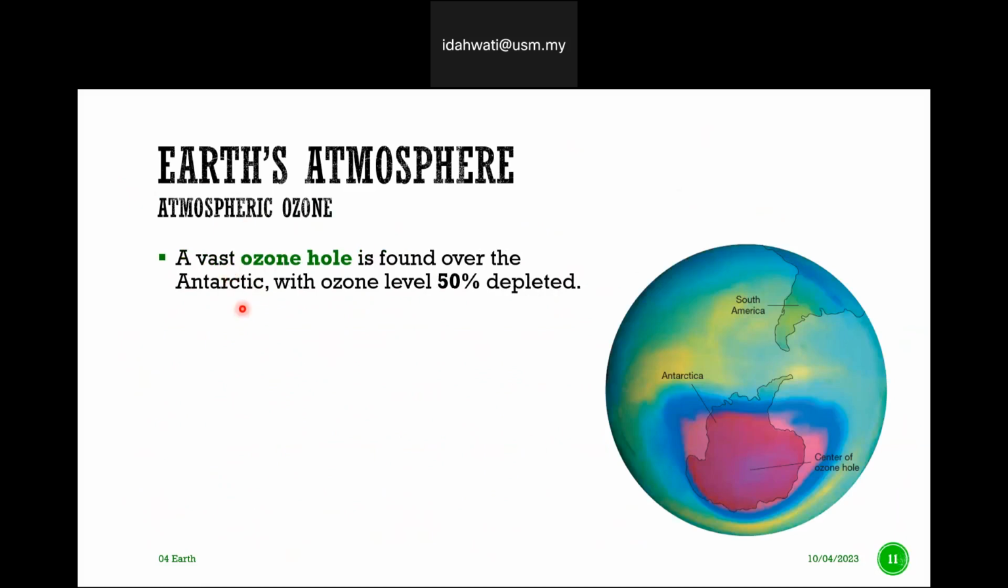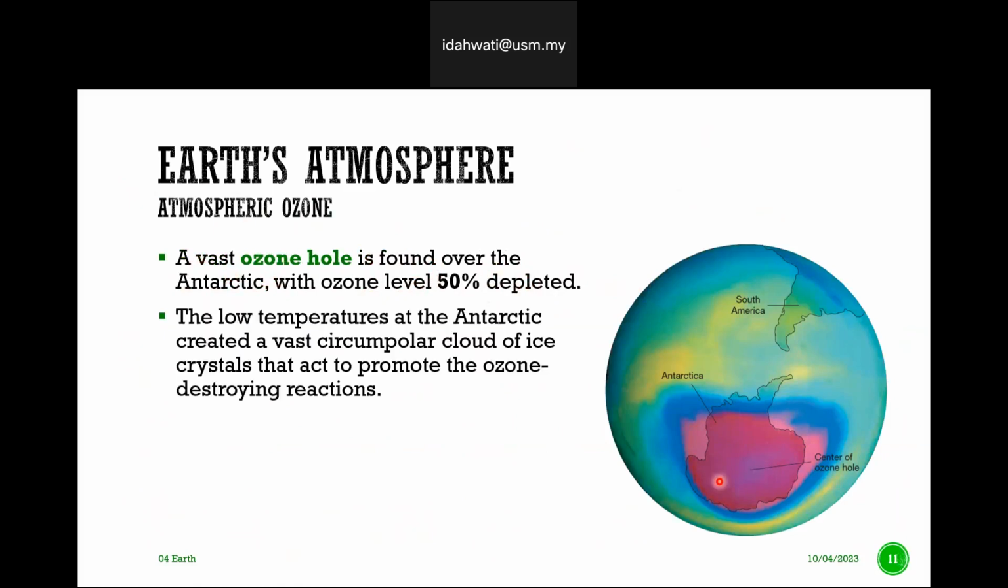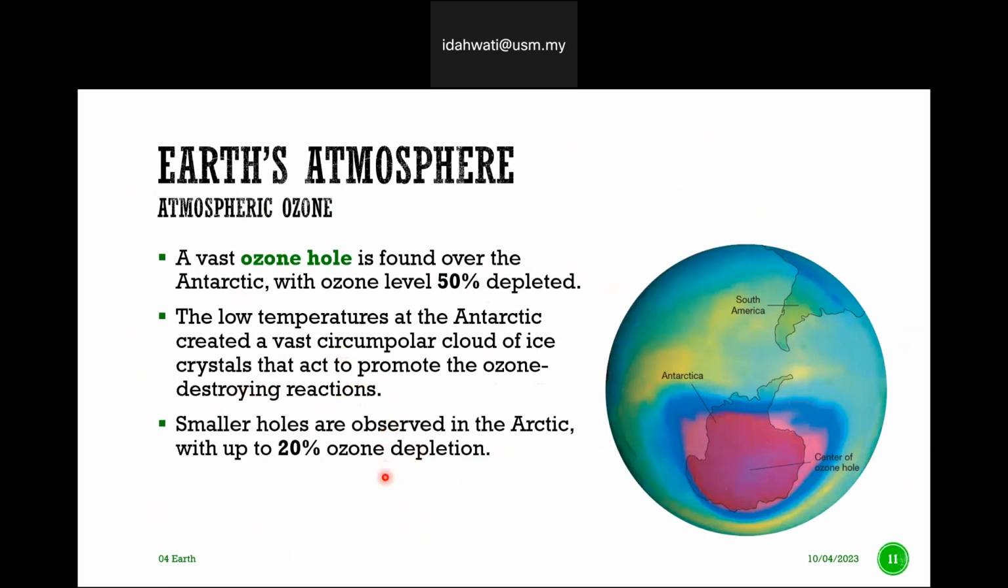Okay, now we go to the ozone hole. A vast ozone hole is found over the Antarctic with ozone level 50% depleted. You can see in this figure the center of the ozone hole. The low temperature at the Antarctic created a vast circumpolar cloud of ice crystals that act to promote the ozone destroying reaction. Smaller holes are observed in the Arctic with up to 20% ozone depletion.